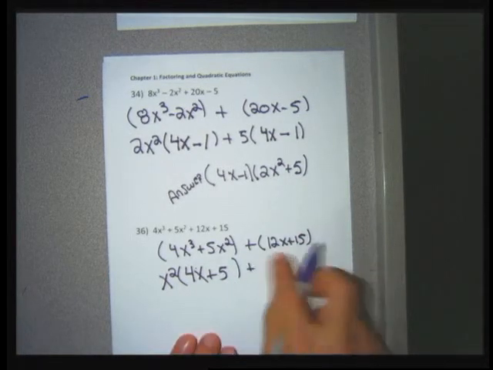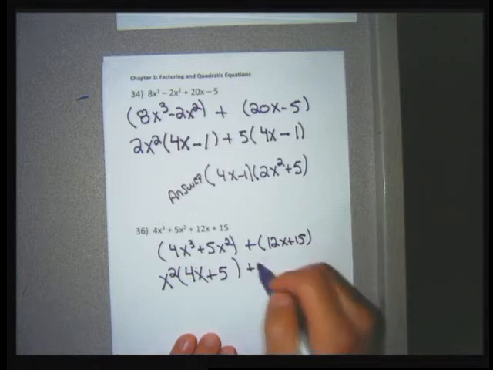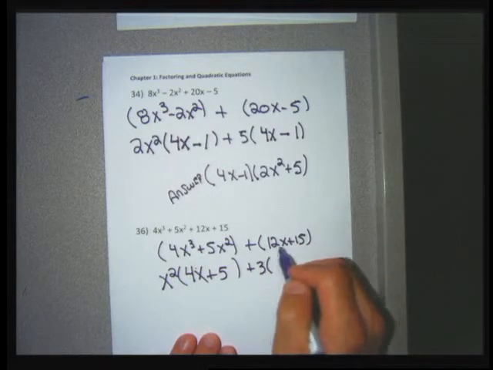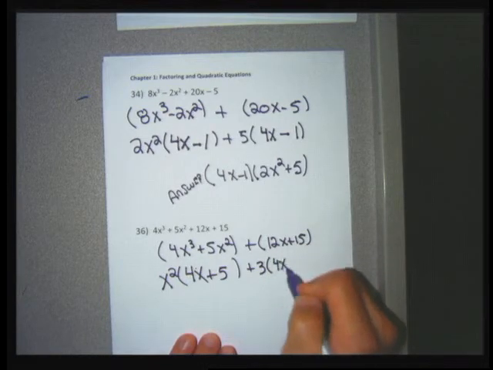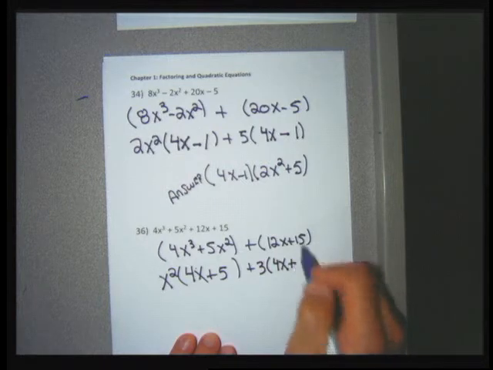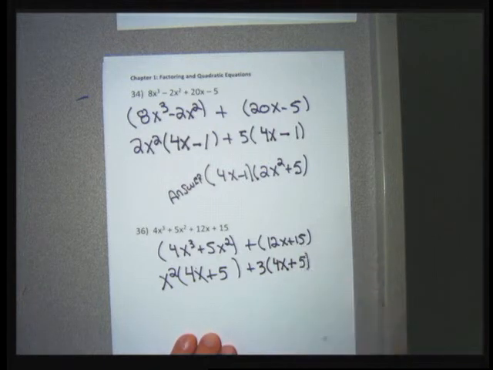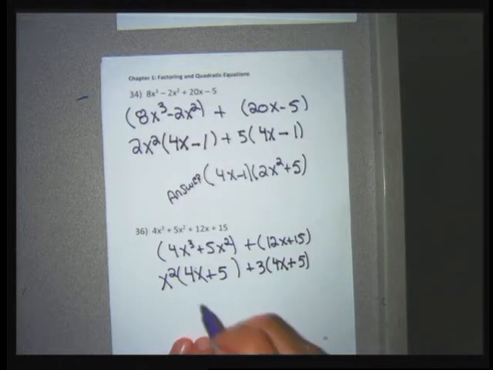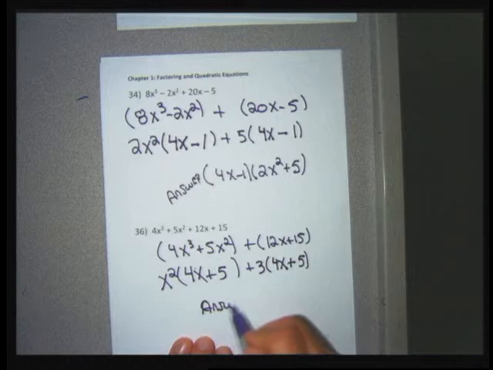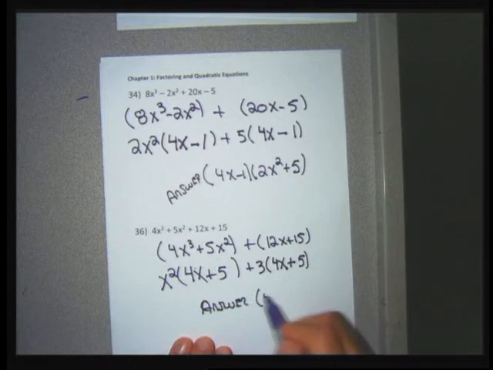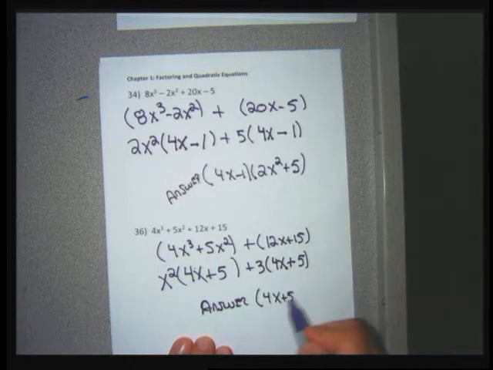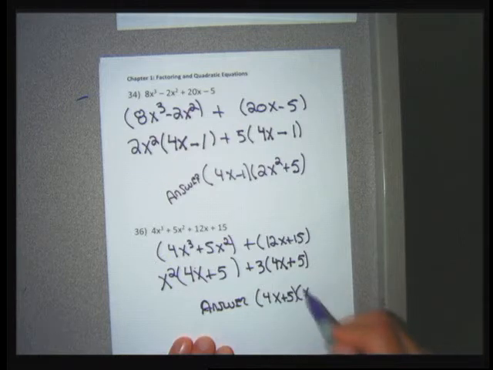Second group, there's a common factor of a 3. Put a 3 in front of the parentheses. 12 divided by 3 is 4. I keep the x. Bring my plus sign down. 15 divided by 3 is 5. They both have a 4x plus 5 in common. So my answer is going to be 4x plus 5 times x squared plus 3.